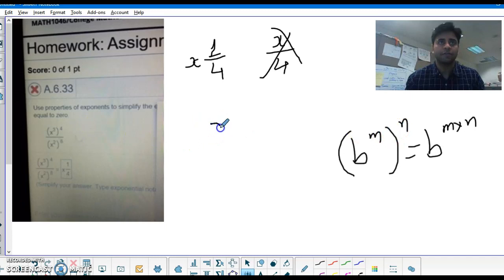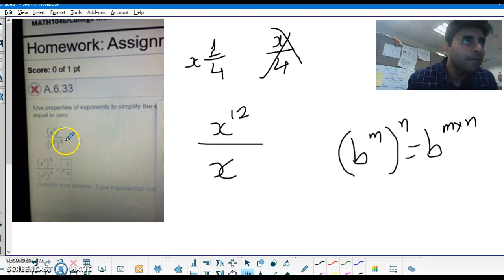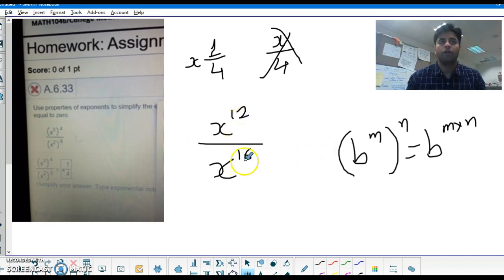In this case, it will be x to the power 3 times 4, which is 12, divided by x squared to the power 8, which will be x to the power 2 times 8. I hope this is 8. I can barely see in this picture, but if it's 8, then 2 times 8 is 16. Okay, what am I left with?